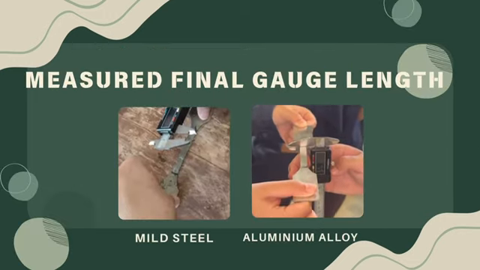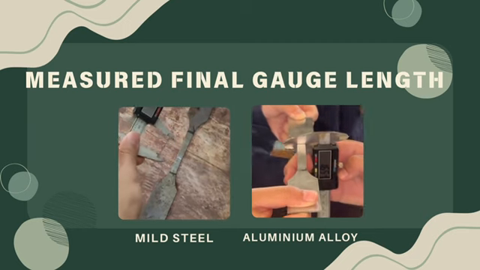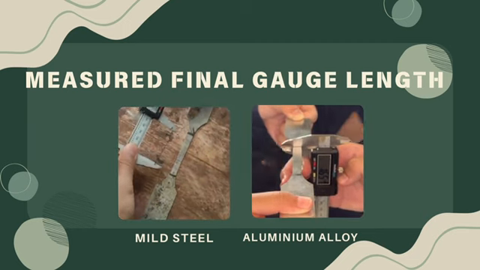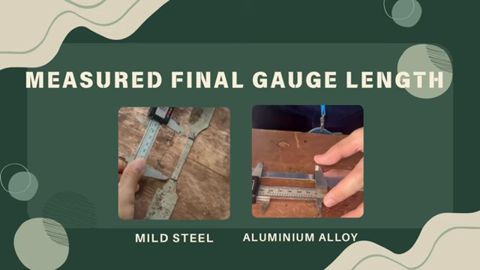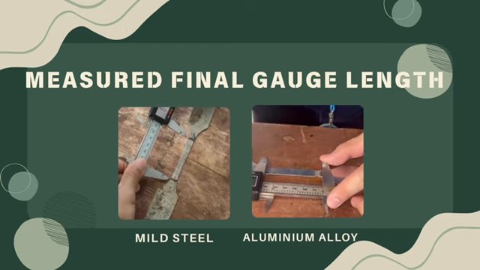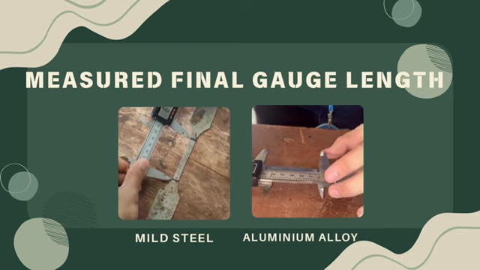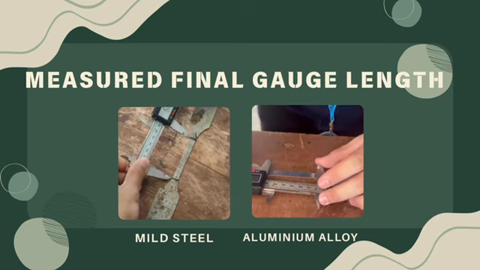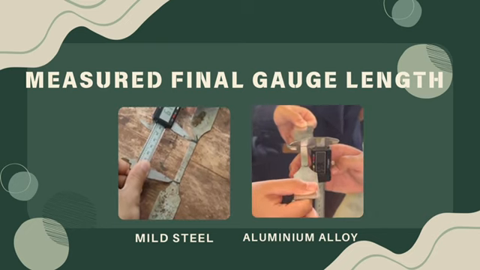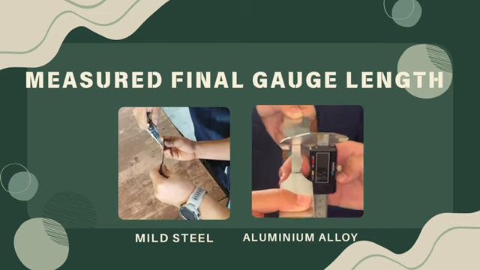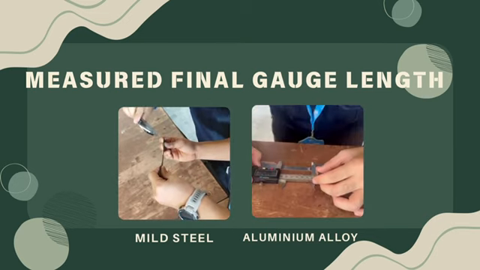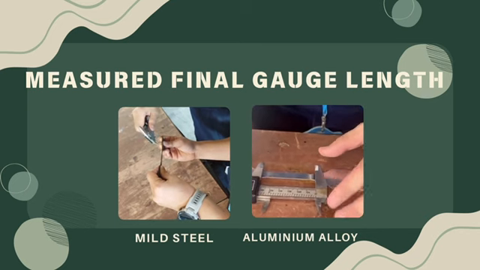Right now, we are going to measure the final gauge length for both samples, that is mild steel and aluminum. You should also measure its final thickness, width, and final gauge length in order to calculate the percentage of elongation and the percentage of area reduction. Measure and record all your measurements at least 3 times in order to increase the accuracy of the result.